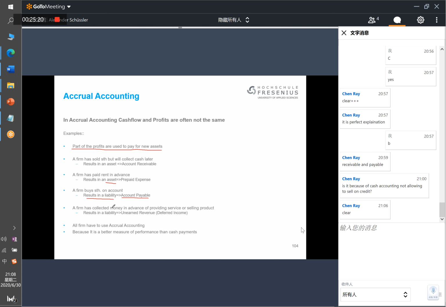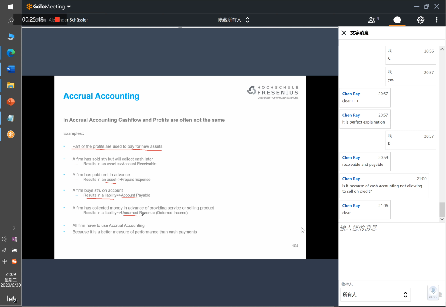If a firm has collected money in advance of providing service or selling the product, then this is a cash inflow. But this cash inflow results in a liability, a liability to provide the service. These are all examples where cash flow and profits, income, are not the same.